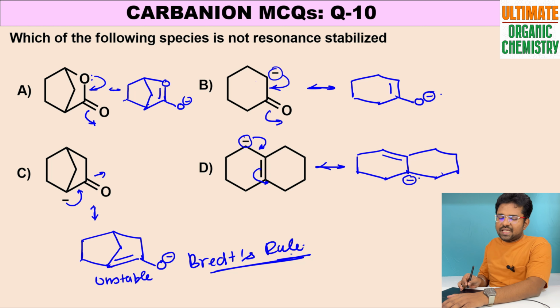Bredt's rule says that when a species has a double bond at the bridgehead position, this will be unstable. If it is a larger ring system, then that type of species is more stable, but this is a 6-member ring. So in this case, the bridgehead position has a double bond, so this is unstable. So this will not form. If it is not forming, then this kind of resonance stabilization will not occur. So the question is, which of the following species is not resonance stabilized? The right answer is option C.